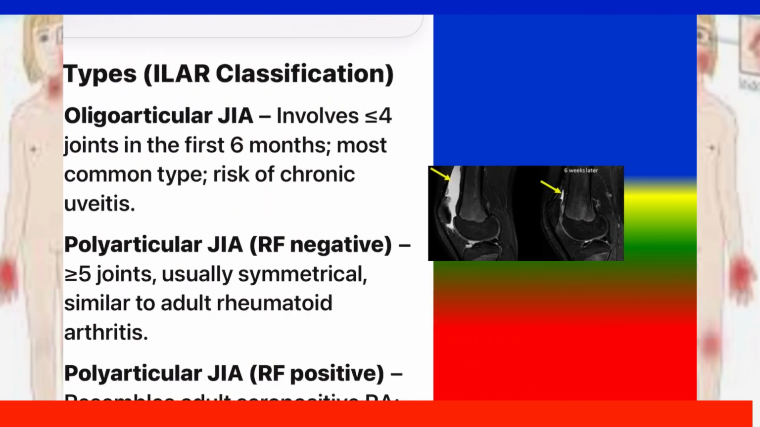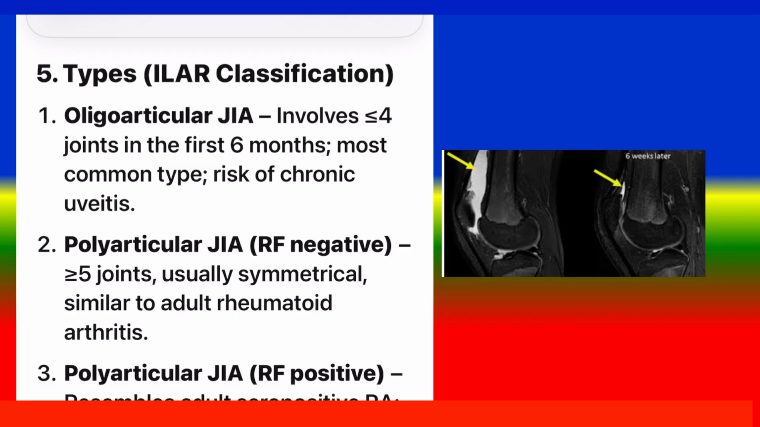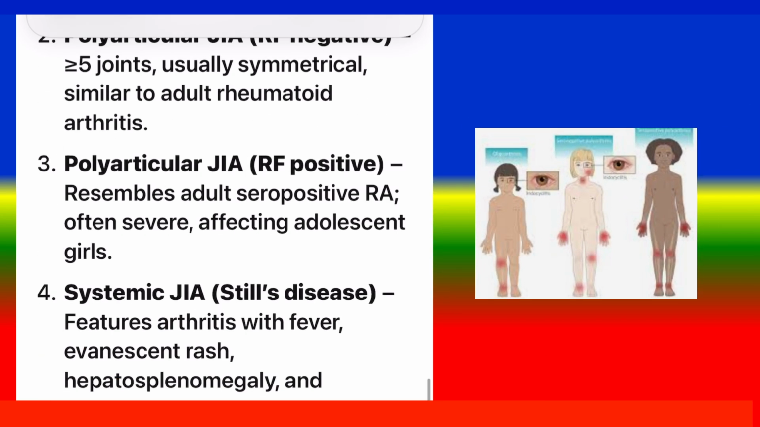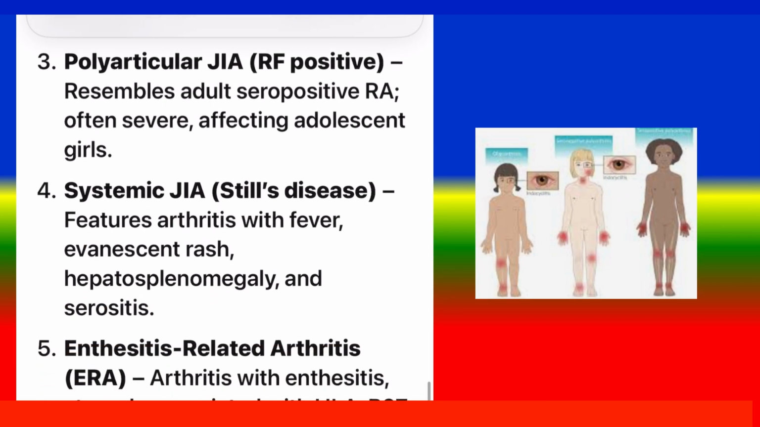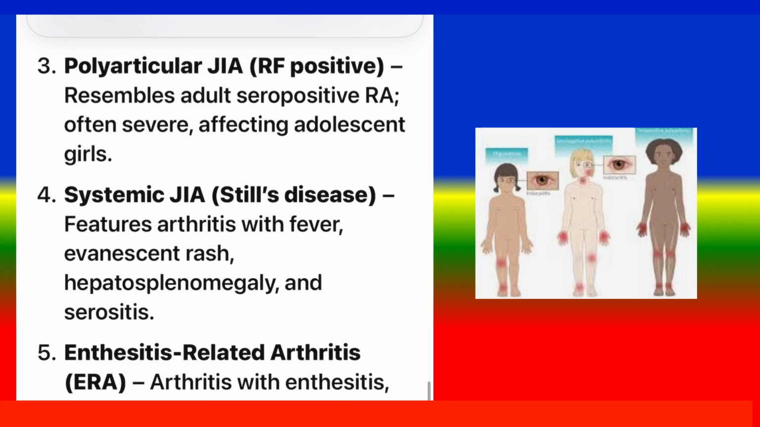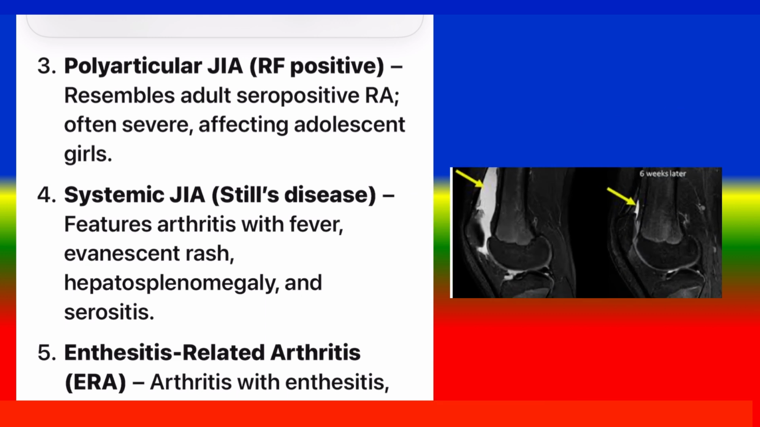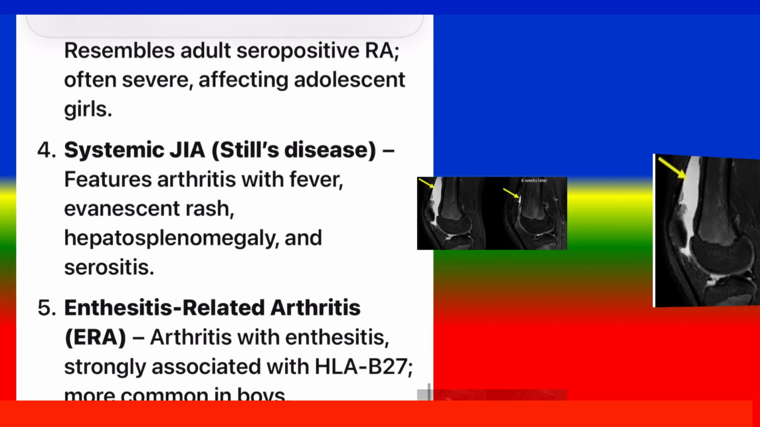1. Oligoarticular JIA involves 4 or fewer joints in the first 6 months, most common type, risk of chronic uveitis. 2. Polyarticular JIA, RF negative, 5 or more joints, usually symmetrical, similar to adult rheumatoid arthritis. 3. Polyarticular JIA, RF positive, resembles adult seropositive RA, often severe, affecting adolescent girls. 4. Systemic JIA, Still's disease, features arthritis with fever, evanescent rash, hepatosplenomegaly, and serositis.